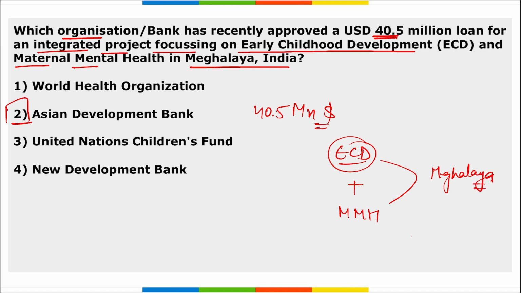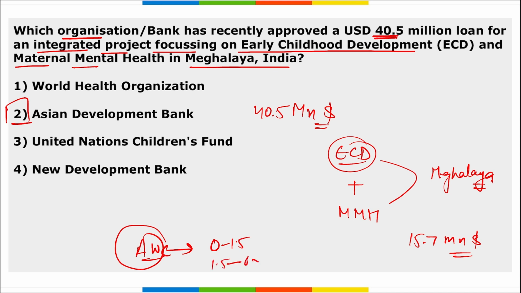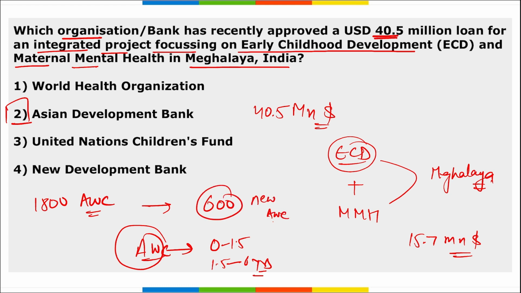Correct? And the government of Meghalaya here is contributing $15.7 million to this project, and the initiative attempts to focus on the daycare centers that are known as Anganwadi centers. These Anganwadi centers are basically for the children between 0 to 1.5 and from 1.5 to 6 years of age. Here Asian Development Bank will be supporting and upgrading almost 1800 Anganwadi centers and will be constructing 600 new Anganwadi centers. Correct? So this $40.5 million loan was provided by Asian Development Bank for early childhood development and maternal mental health in Meghalaya.